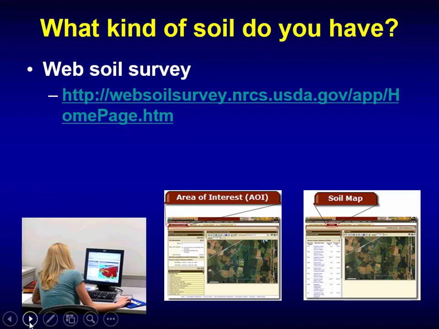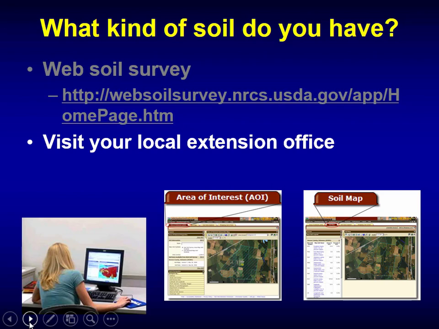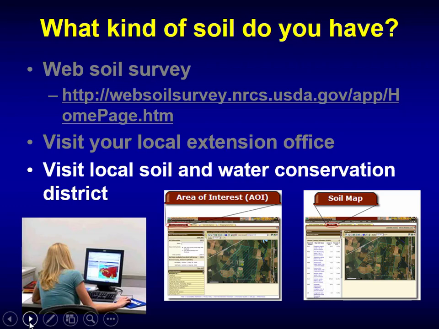And then you can actually look at an aerial map of your farm and draw a polygon on it, and it'll tell you the kind of soils that you have on your farm. It'll tell you all kinds of different information about those soils, anything from the ability to build a house there to how productive other crops will be on those types of soils. And then there's always the old school method. You go see your extension agent or you go to your soil and water conservation district and they can help get you a map of the soils on your farm.